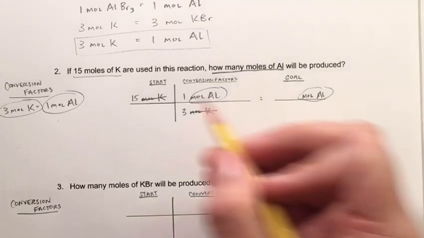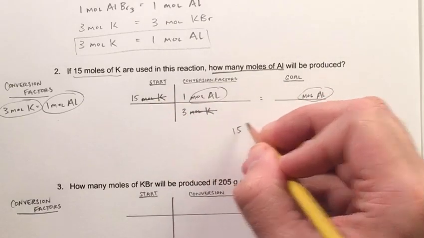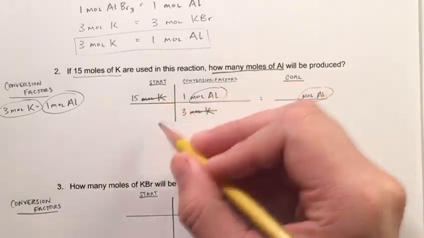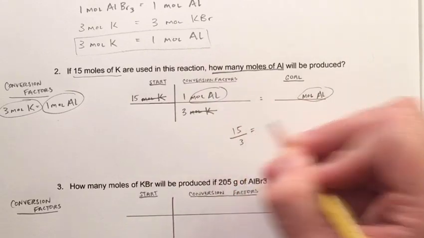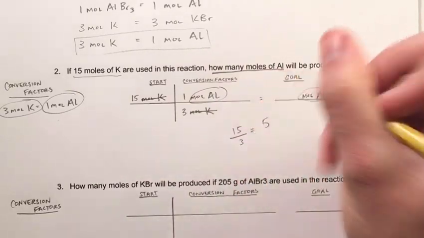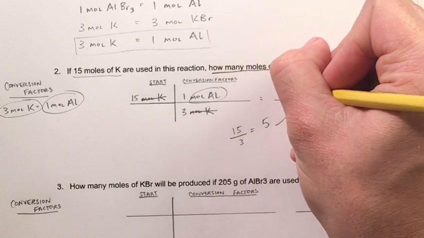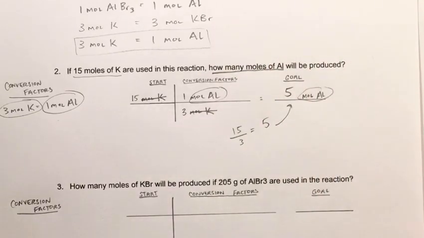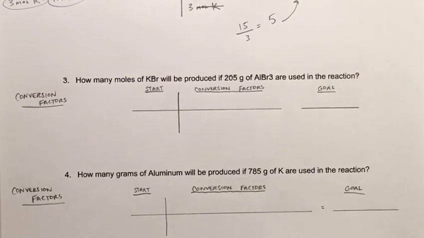Now I can do my math. So 15 times 1 up top is 15. Everything in the bottom is just a 3. 15 divided by 3 is 5, and that goes with my unit, 5 moles of aluminum. Right? That is number 2. Okay, one-step problem. If we look at number 3, okay, this one's going to be a 2-step problem. So again, same way as number 2.